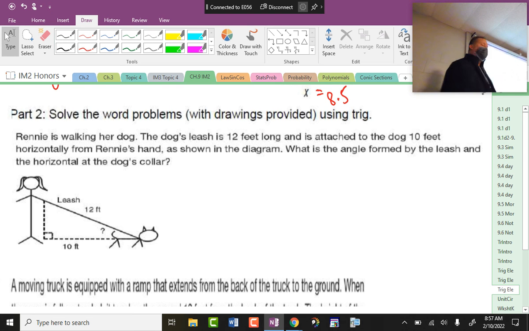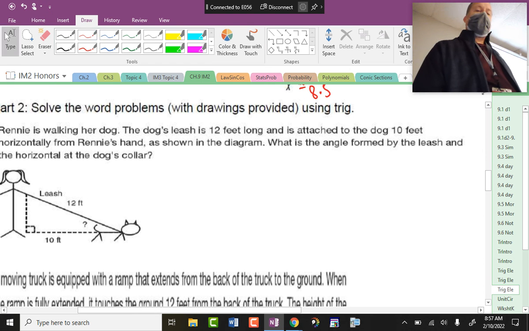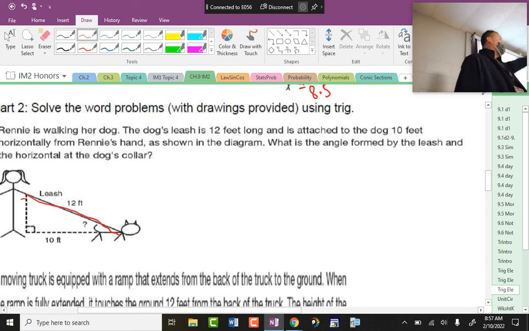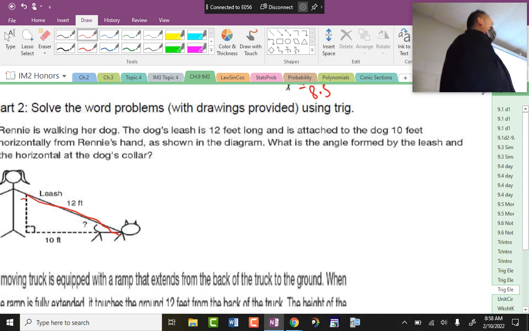All right, a couple things to look at here. Rennie, the leash is 12 feet long. I don't know if your dog is like mine. That leash is always like this. That dog is always trying to get ahead. Anyone walk their dog? No one walked their dog? Isn't it always trying to be in the lead? All right, but there's the 12.